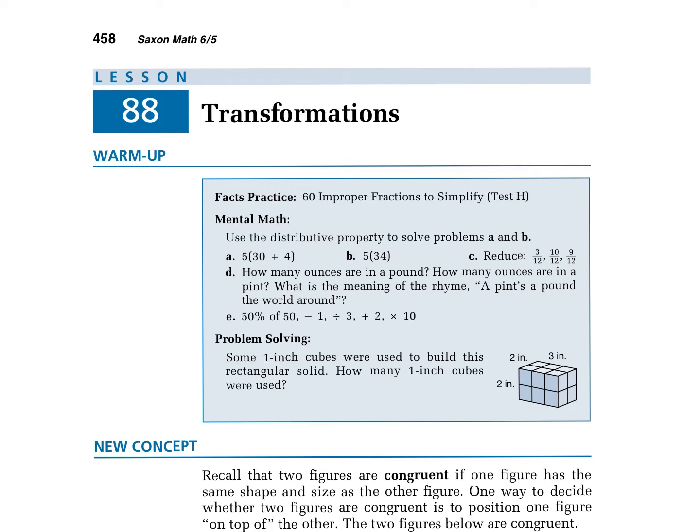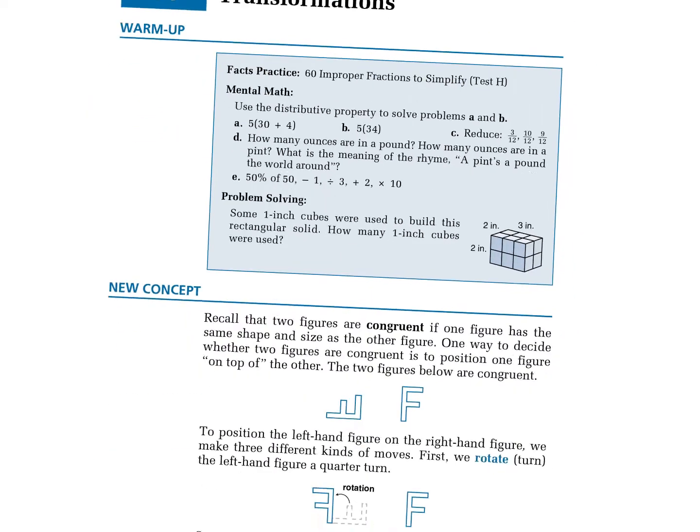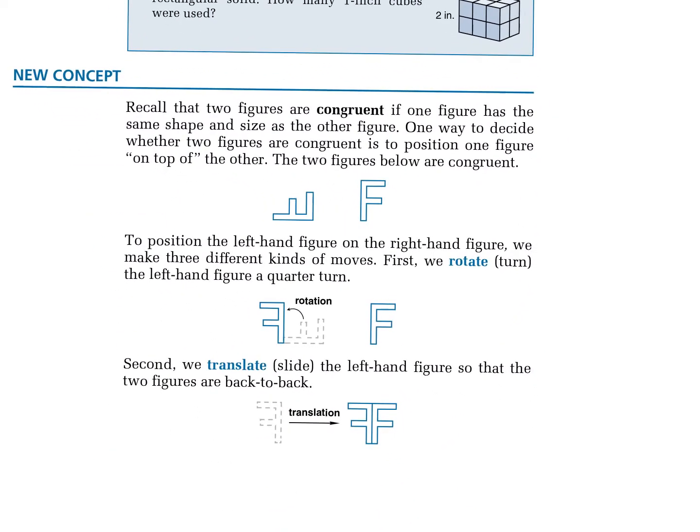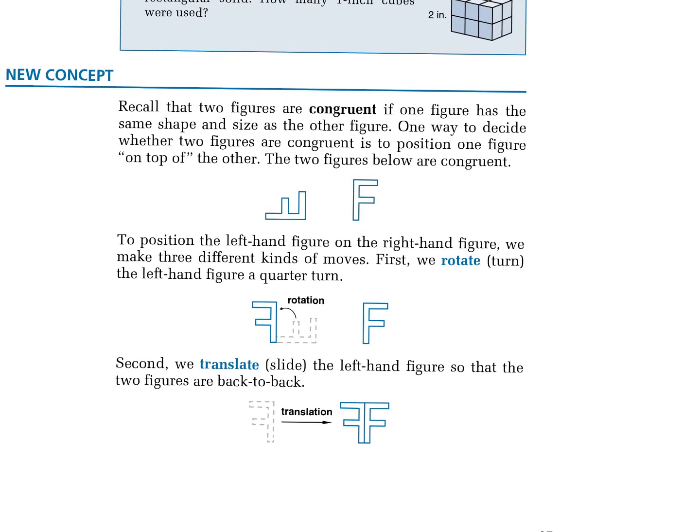We are on lesson 88. We're talking about transformations. Under new concepts, today we're going to learn some vocabulary words. Recall two figures that are congruent if one figure has the same shape and size as the other figure. One way to decide whether the two figures are congruent is to position one figure on top of the other. So congruent, again, means it's the same shape and the same size. They just might be positioned differently.